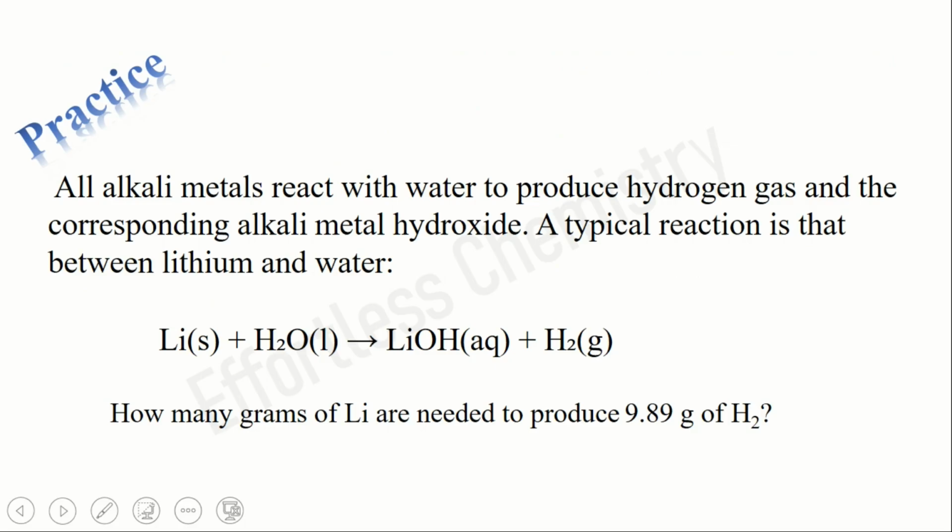Now I have a practice for you. Since it was a general question about the alkali metals, they specified it for lithium. So consider this equation only for lithium. And then you need to balance this equation first and then use the same simple one line calculation to find the amount of lithium to produce 9.89 gram of hydrogen.